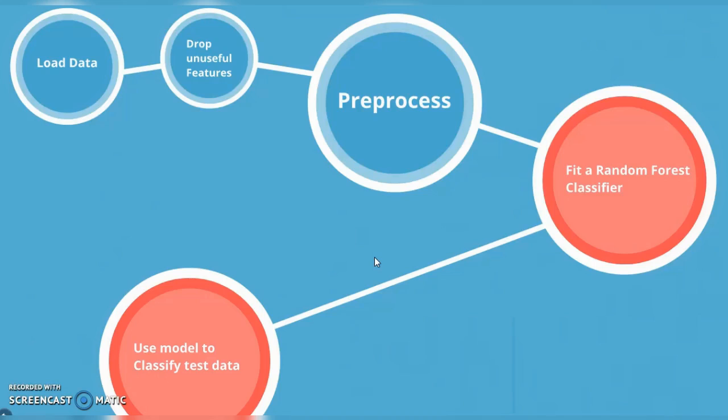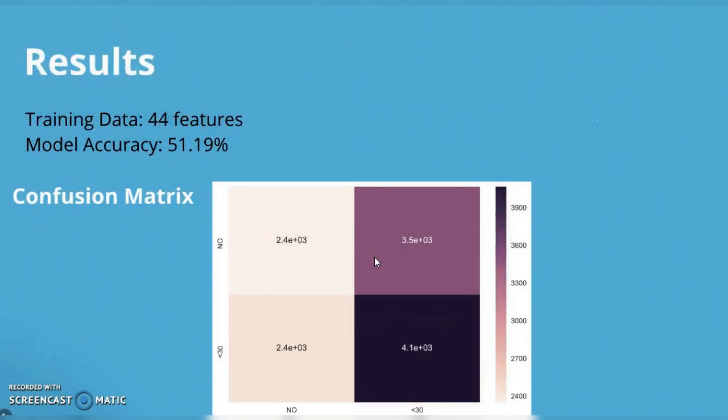Later we used the random forest model to fit the classifier, and then used the model to classify the test data. The result that we got from applying over 44 features of training data was an accuracy of 51.19%.